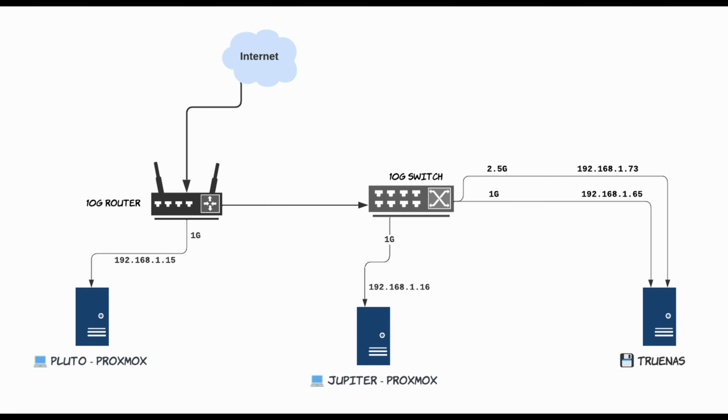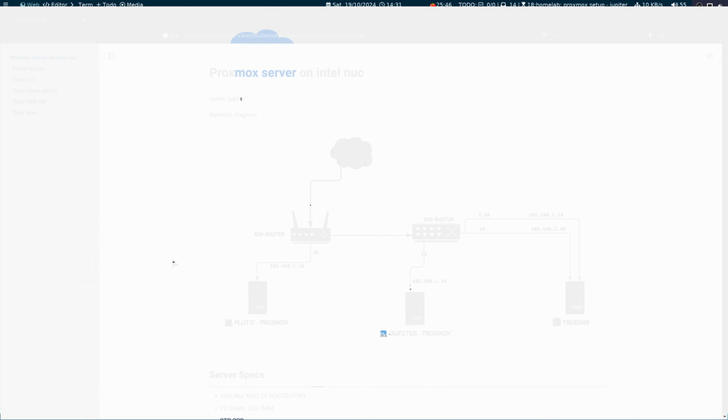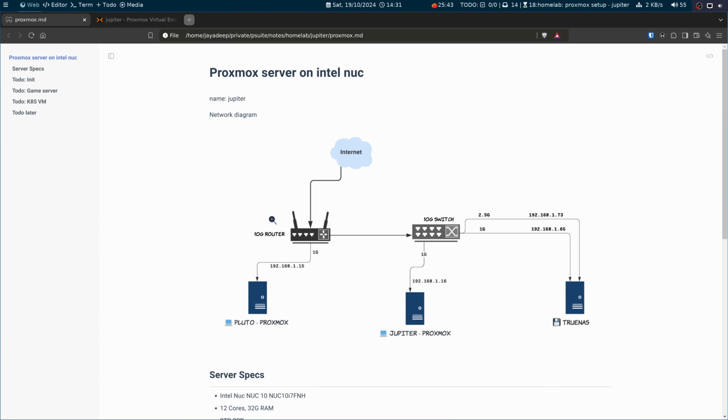First of all, let me walk you through the existing infrastructure using a network diagram here. So here I have the 10 gigabit router from the ISP, which is connected to the internet through fiber. In one of the 1 GB ports in the router, I have an existing Proxmox server connected, and it is called Pluto. So from the router, I have a 10 gigabit switch connected to it. It's just a cheap switch I bought from AliExpress, but it's working perfectly fine.